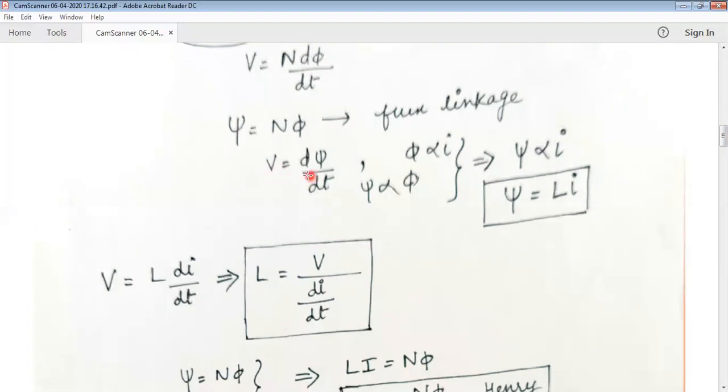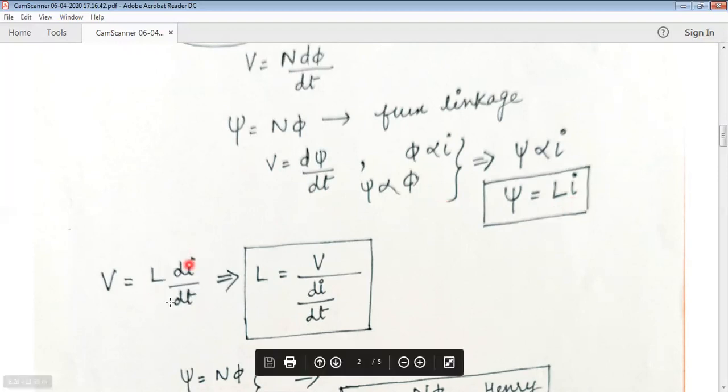So voltage equals d xi by dt. In place of xi, you can write L i. L is the inductance, which is constant and not changing. What is changing here? Current. Current changes according to the supply voltage, so rate of change of current. So voltage equals L di by dt. From here you can write the inductance as V divided by di by dt. This is also inductance. Clear? So inductance is voltage per unit rate of change of current.